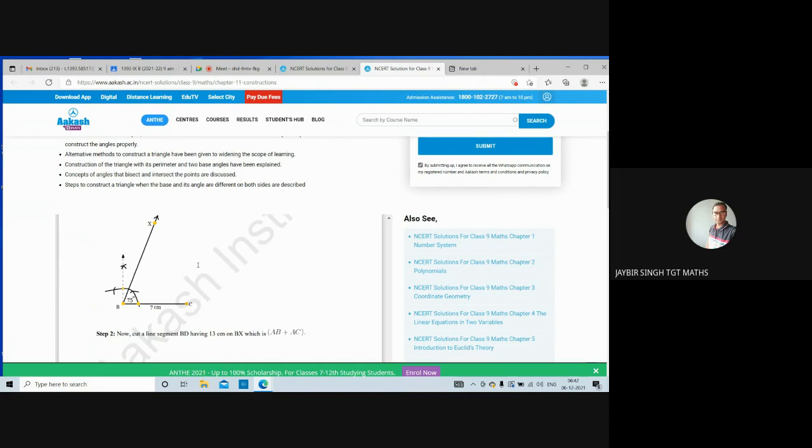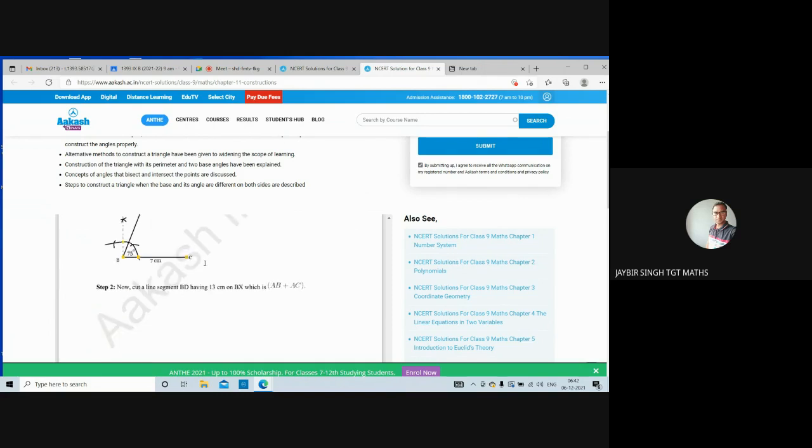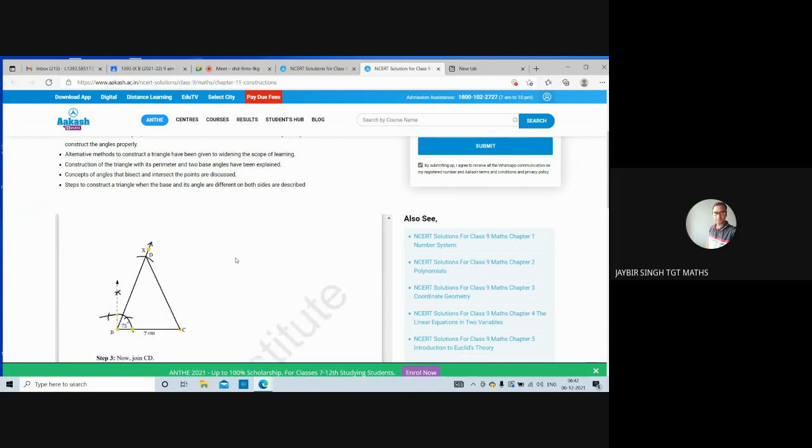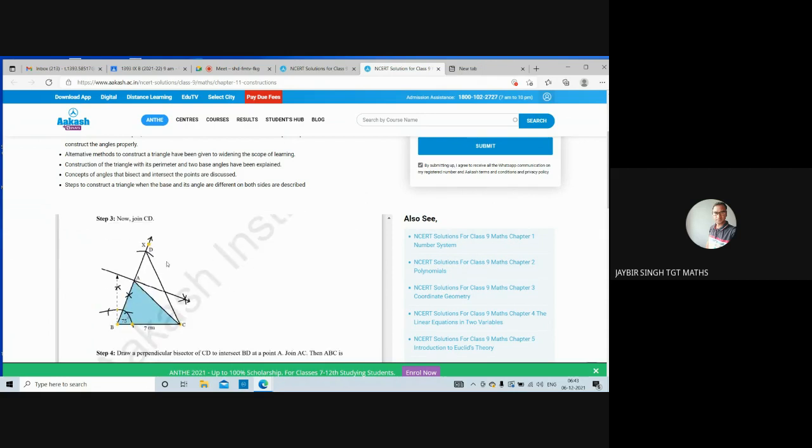You know how to draw it. So cut a line segment BD having 13 cm, meaning it is equal to the sum of the two sides, like this. You will be cutting 13 cm. This is BD, 13 cm. Okay. And join D to C. It is written join C, D.